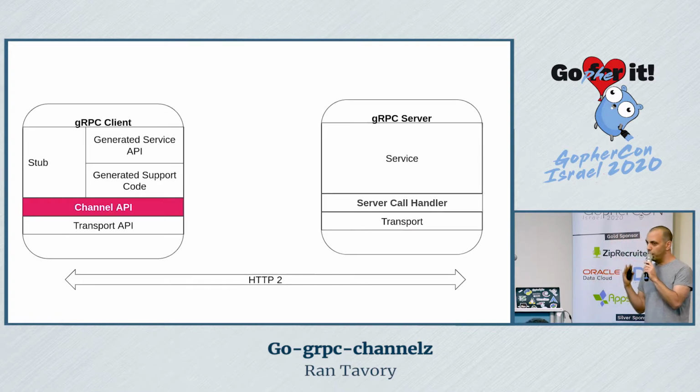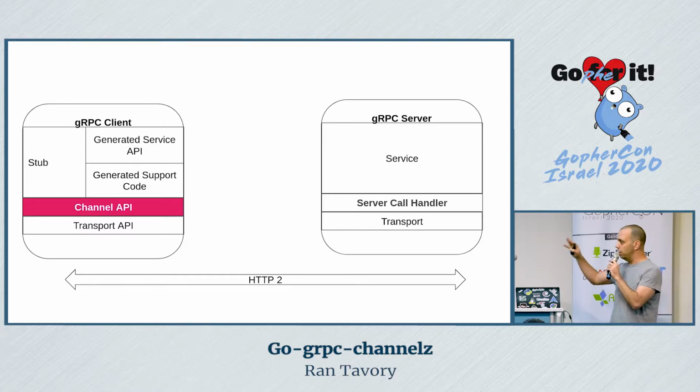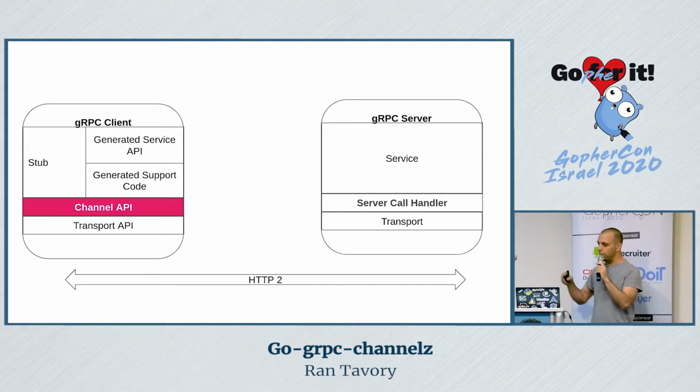And if we zoom out a little bit, you see both the client stack and the server stack. The server stack looks a little bit different because it doesn't need to, for example, load balance. It just accepts connections. But all in all, it's pretty much similar or almost the same.